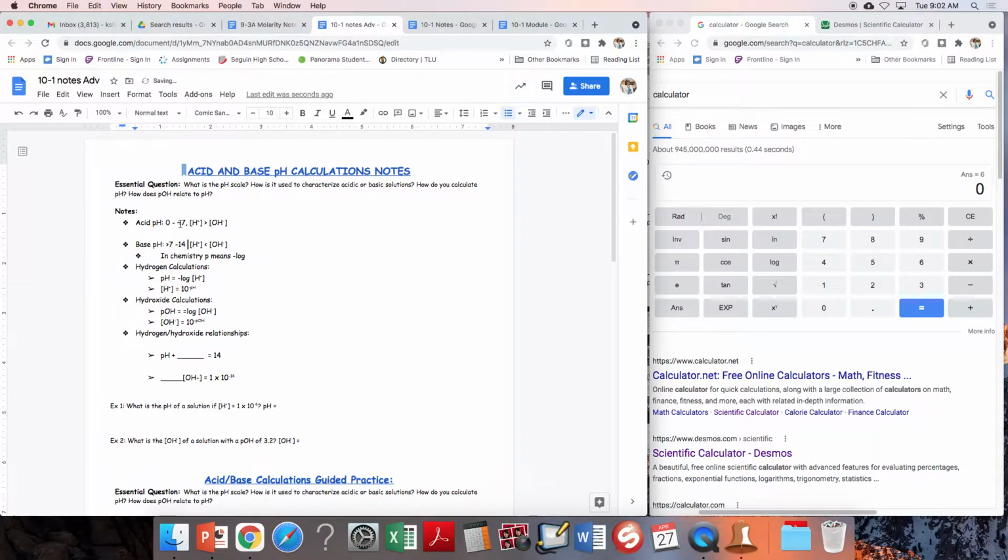And these are true because if you're less than 7, your H is greater than your OH. If you're more than 7, your H is less than your OH because of how the math works, which we're going to look at in a second.